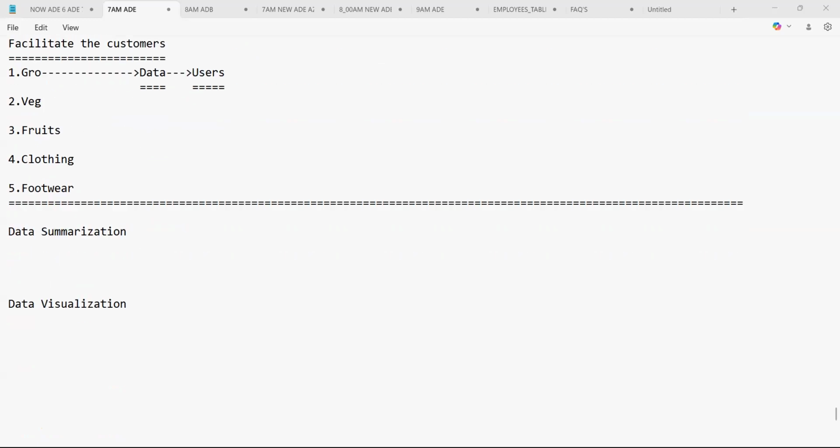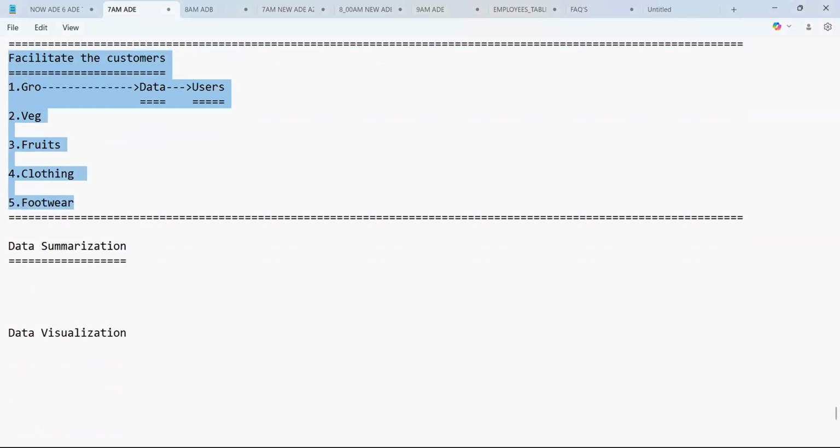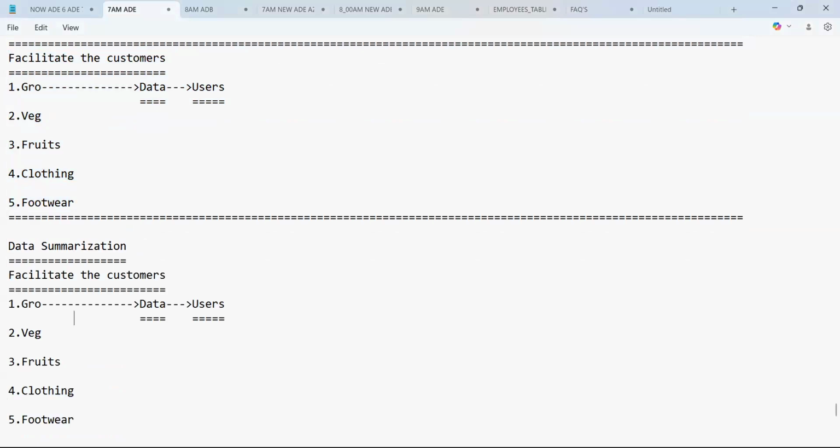Okay, then after the data integration, the very important part of the data engineering activity is data summarization. What does data summarization mean? Let's see the same example. The customers walk in here and buy groceries, etc. But suppose today your task is to prepare a vegetable curry.